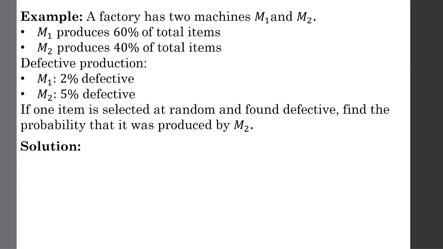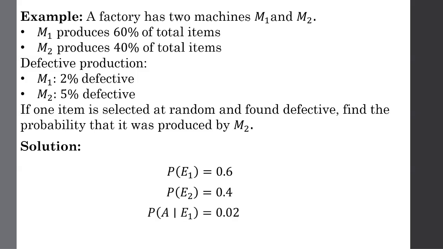Now write all known probabilities. Since machine M1 produced 60% of the total items, the probability of E1 is 0.6. Similarly, machine M2 produced 40% of total items, so the probability of E2 is 0.4. Now the probability of a defective item given that it was produced by machine M1 is 0.02, because M1 has a 2% defective production. The probability of a defective item given that it was produced by machine M2 is 0.05, because M2 has a 5% defective production.